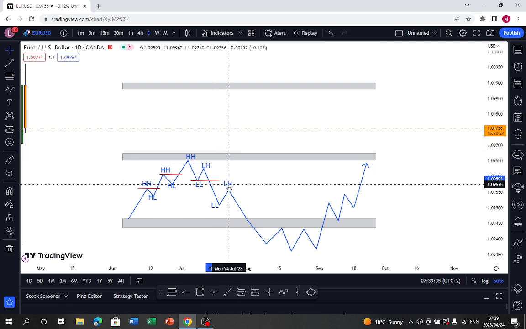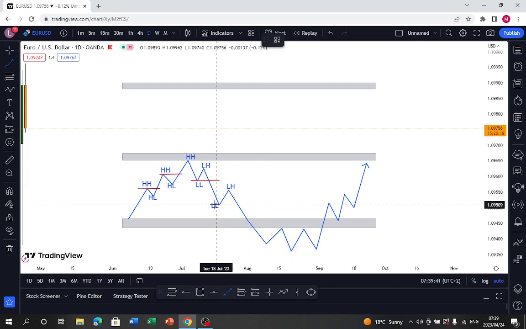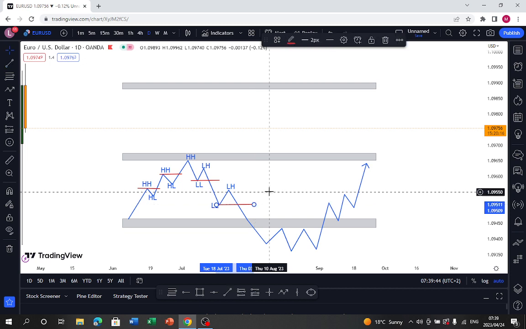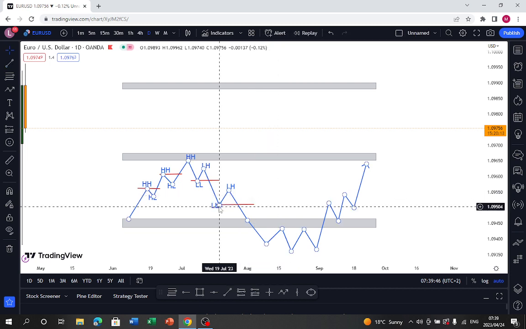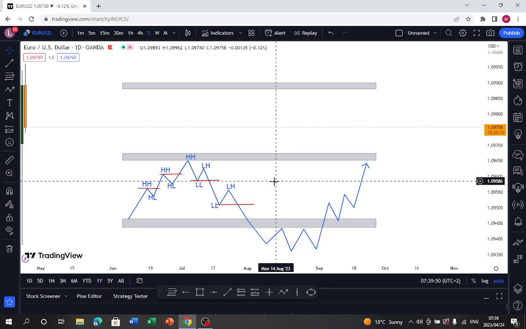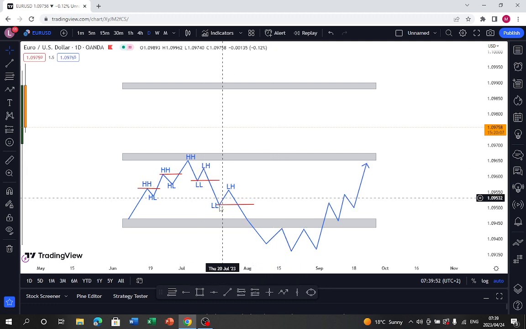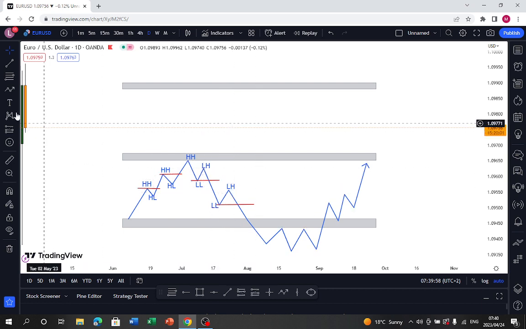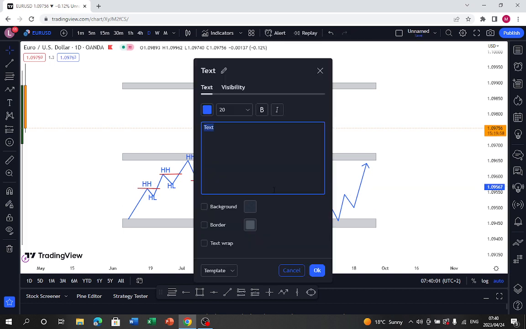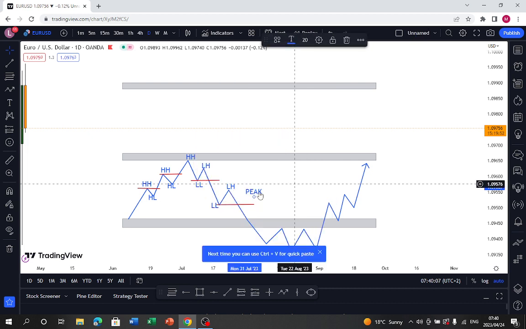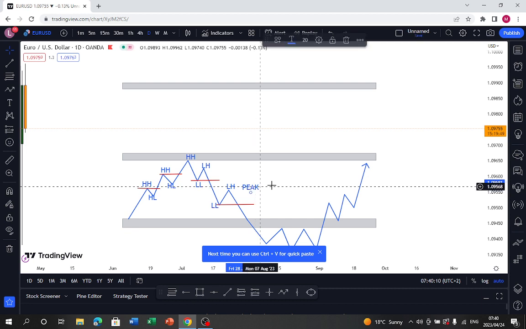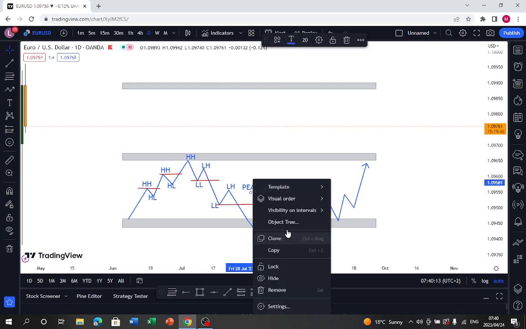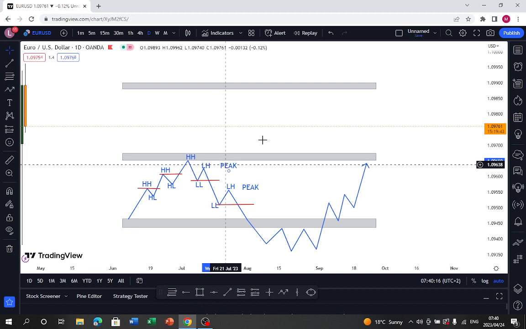Then the market created a lower high. But how do we know it's going to create a lower high? After it breaks this point right here, this lower low, then we can confirm it's a lower high. We can also call this a peak. This is a peak, right? We can also call these areas a peak. This can also be a peak, but basically it's just the same thing.